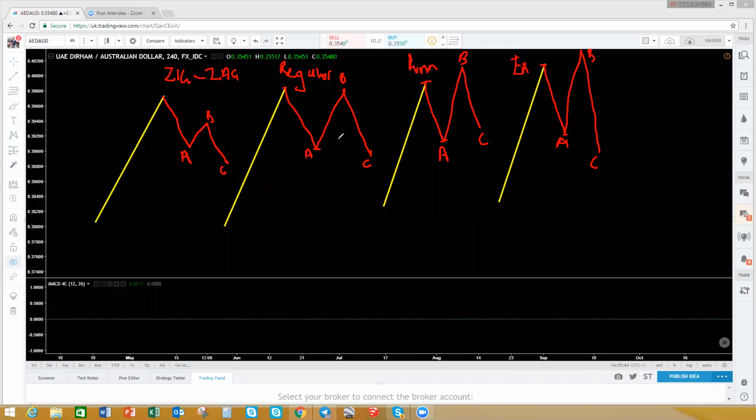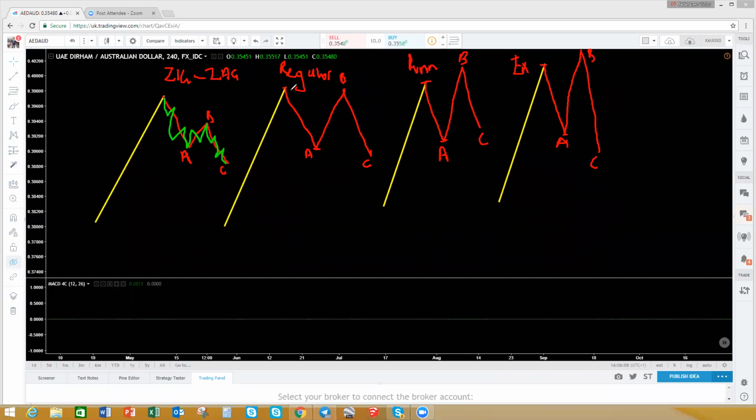Get a green color. So I said zigzag has got five subwaves. 1, 2, 3, 4, 5. And your B always has 3 waves, right? 1, 2, 3. C has 5 waves. 1, 2, 3, 4, 5.